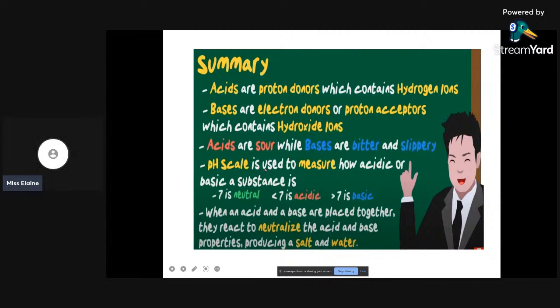So, ang pH niya is, we are using pH scale, is used to measure how acidic or basic a substance is. Okay, 7 is neutral, less than 7 is acidic, greater than 7 is basic. So, when an acid and base are placed together, yun nga yung katulad na sinabi ko, pinag-combine nyo sila together, so they react to neutralize. Magiging neutral siya. Hindi siya nagre-react. Walang nangyayari. So, what is the best example of this neutralization is water. Okay? So, it produces a salt and water.